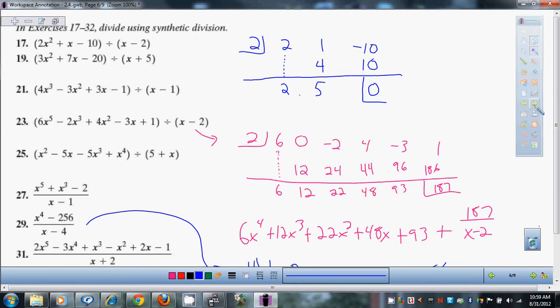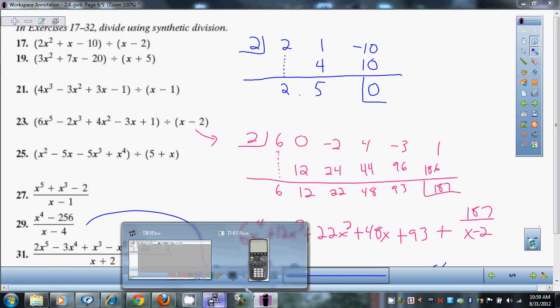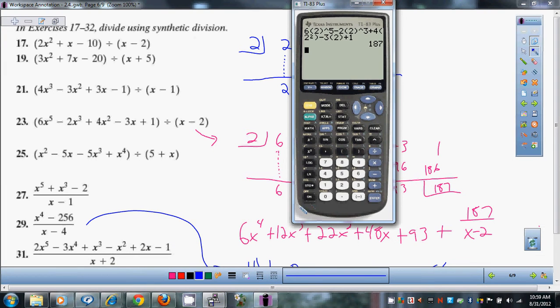Actually, I may have already done this. That is what you should have gotten. I think it's on my calculator too. Yes, it is. If you plug 2 into this function, you get 187, which is the same thing as your remainder. The remainder theorem simply states if you divide a polynomial by a binomial, whatever the remainder is would be the same thing as if you put the root generated by that binomial, so this one would be 2, into the function.